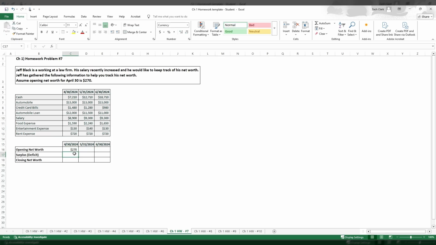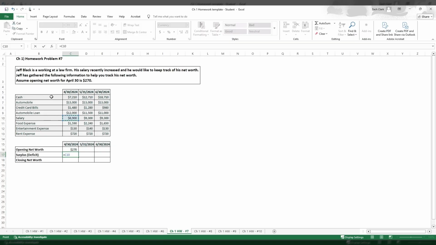And now we need to calculate his surplus or deficit. So we're just going to do this in one cell. So let's just put an equal sign. And so remember, the key thing we're working on with surplus deficit is that it is revenues minus expenses. So we're going to come up and grab his salary revenue. Remember, salary is his personal revenue.